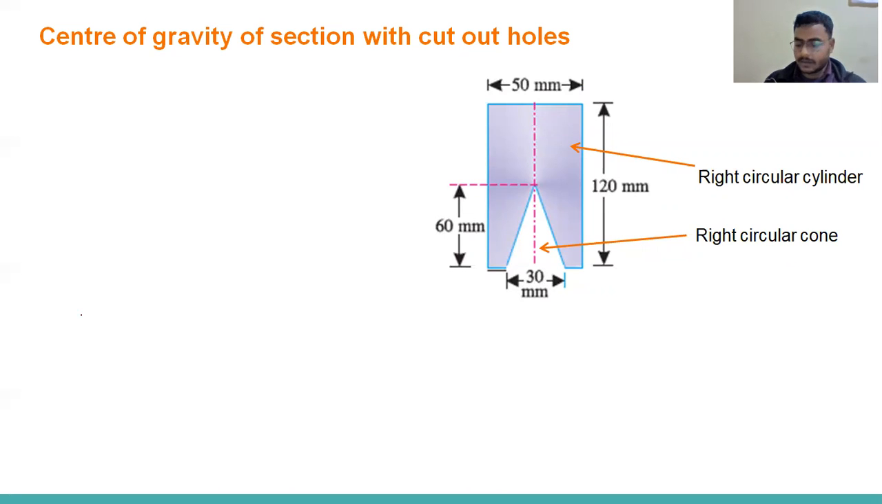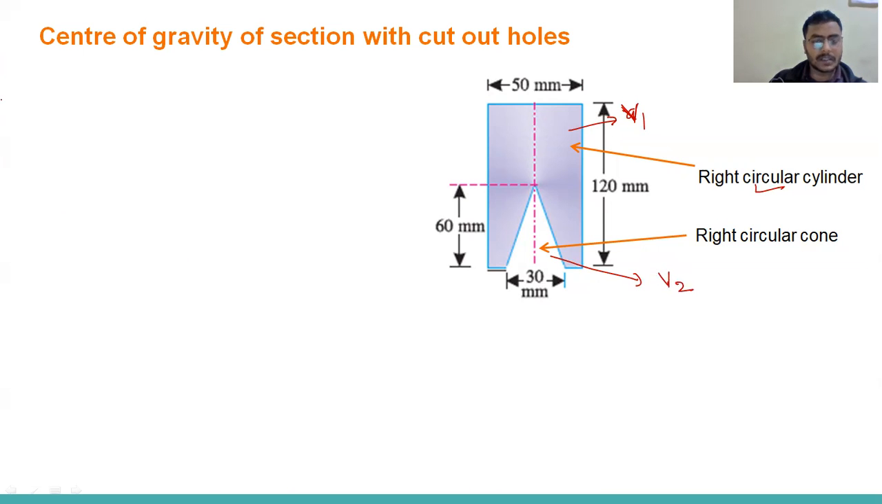You can see this is a plane figure, but this portion is a right circular cylinder. A portion, a right circular cone, has been deducted from this right circular cylinder at the base. So what we will do in this case, I'm going to assume the volume of the right circular cylinder is V1, and the deducted portion, I'm going to assume V2.